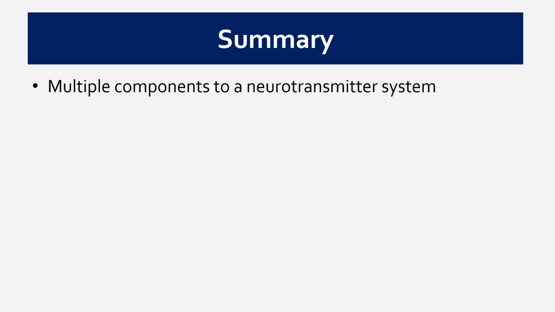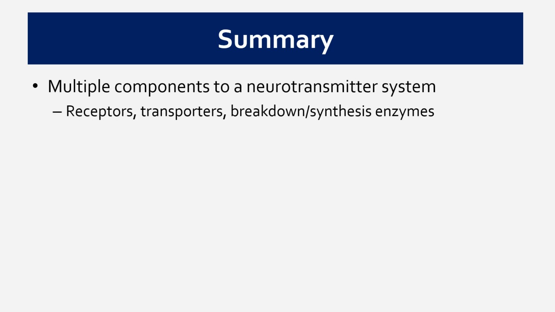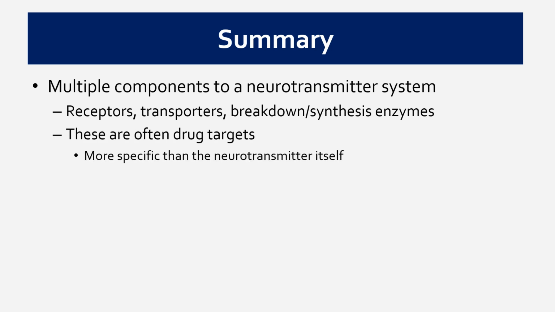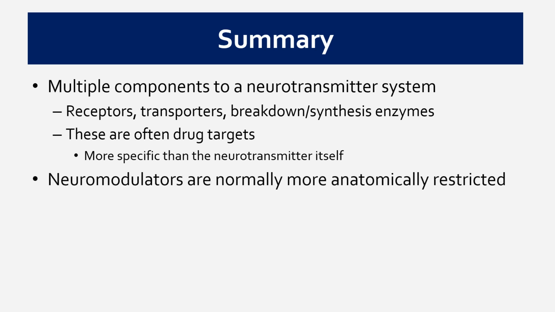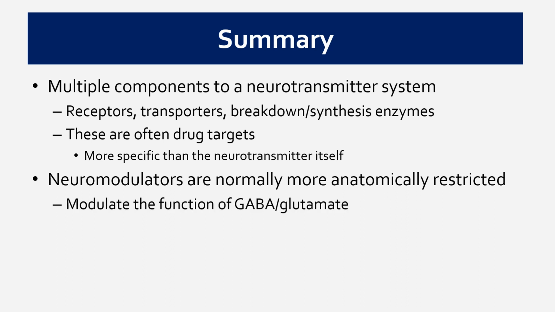The summary then of everything we've covered in this video: there are multiple components to a neurotransmitter system. Receptors, transporters, breakdown, and synthesis enzymes. All of these are drug targets, and they're more specific than the neurotransmitter itself. So they're actually more important when trying to understand the pharmaceutical and so the medical clinical applications of neurotransmitter biology. Neuromodulators are normally more anatomically restricted, and they modulate the function of neurotransmitters, for example GABA and glutamate, and then GABA and glutamate can modulate the release of other neurotransmitters, as we saw in the example with dopamine.